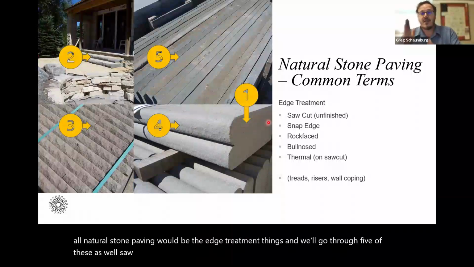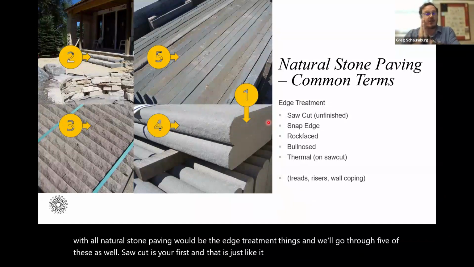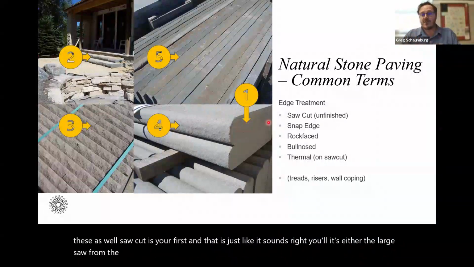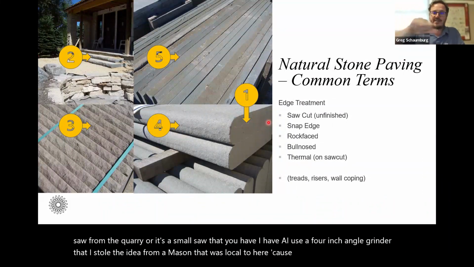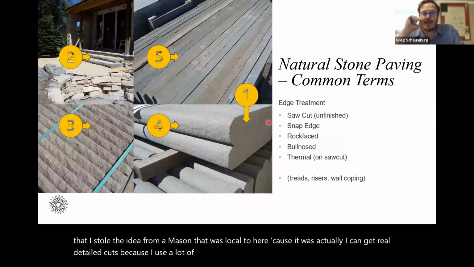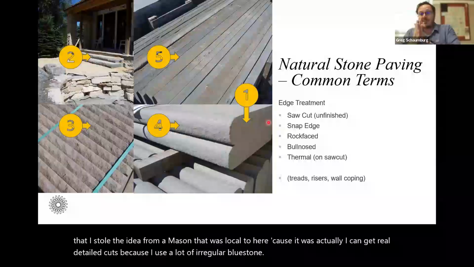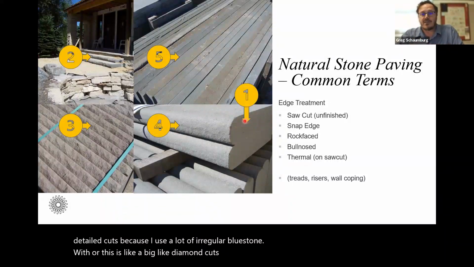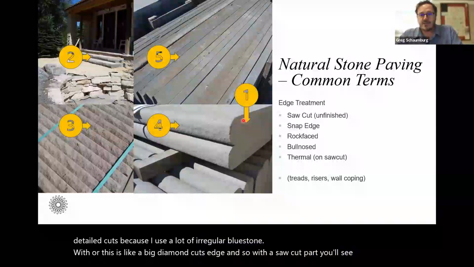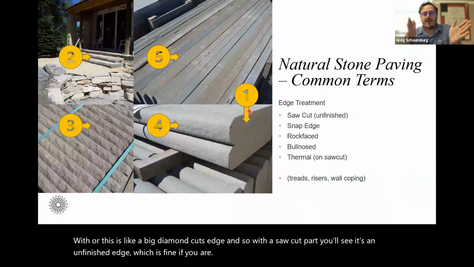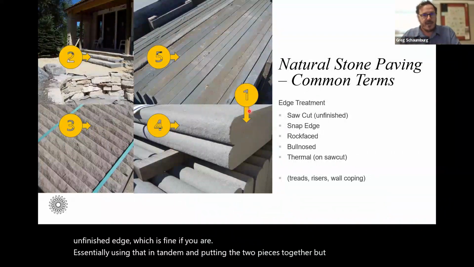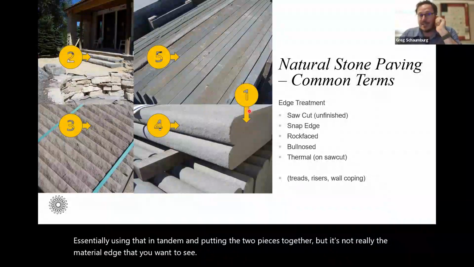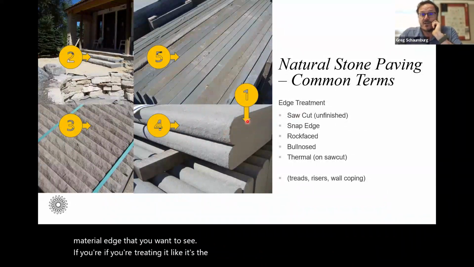Saw cut is your first, and that is just like it sounds, right? It's either the large saw from the quarry or a small saw that you have. I use a 4-inch angle grinder, an idea I stole from a mason local to here, because I can get real detailed cuts, since I use a lot of irregular bluestone. This is like a big diamond cut edge. With a saw cut part, you'll see it's an unfinished edge, which is fine if you are using that in tandem and putting the two pieces together. But it's not really the material edge that you want to see if you're treating it as the exposed surface. So saw cut is that.